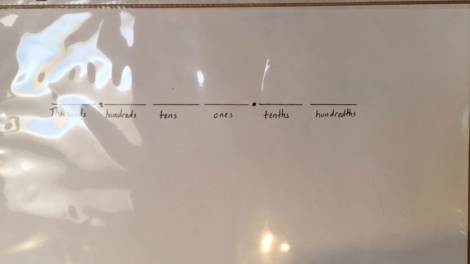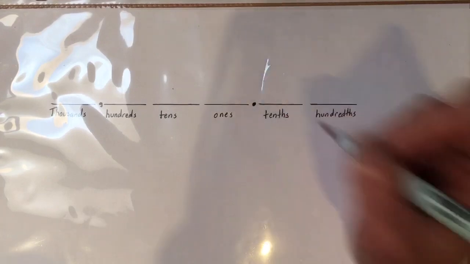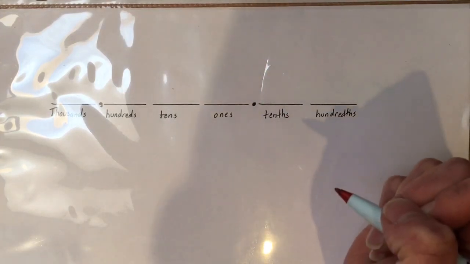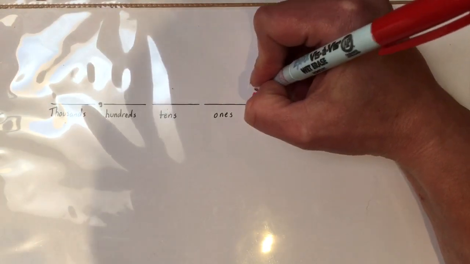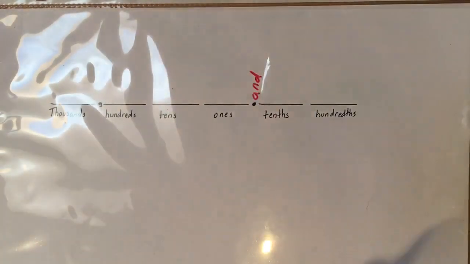So in order to write our decimal as a fraction, we need to learn how to say the numbers, because if we can say them, we can write them, and it's much easier if we can say them. The first thing we have to do is we finally get to say the word "and." When we see the decimal point, this is when I want to say the word "and."